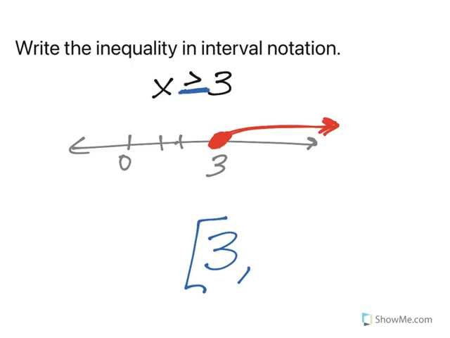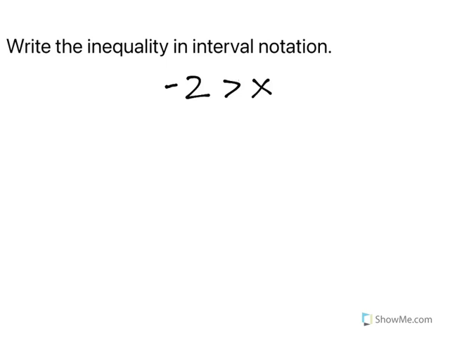Now we need to look at the right side. Where does this stop? It doesn't. So we have an infinity, and we just talked about infinity having a parenthesis. So this interval notation is bracket 3, comma, infinity, parenthesis.